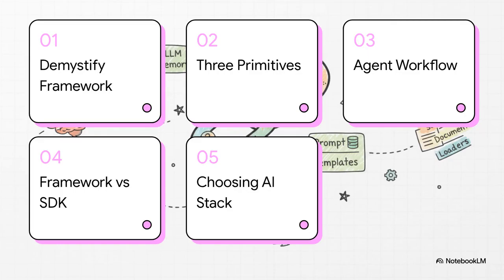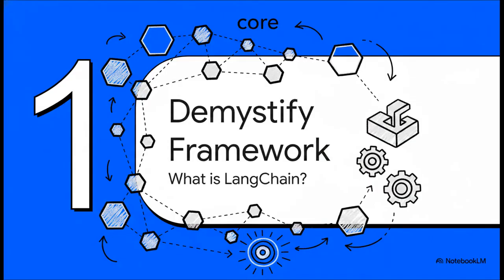Here is our roadmap for today. 1. Demystifying the framework. 2. The 3 core primitives. 3. Building an agent workflow. 4. Framework versus raw SDK. And 5. Choosing your AI stack.